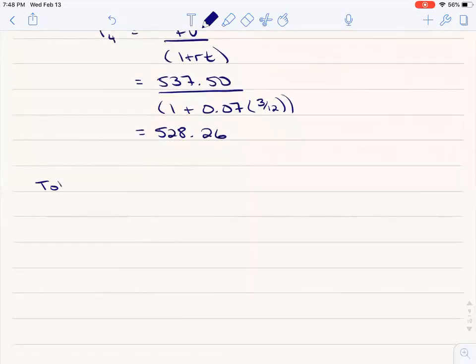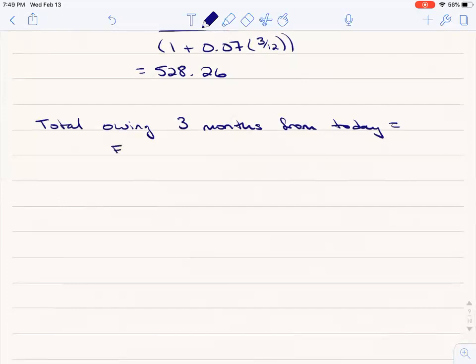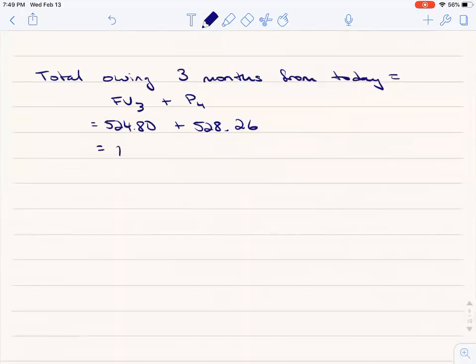So then the total owing three months from today is future value 3 plus present value 4. They've taken into account future value 1 and 2 and merged them back, which is 524.80 plus 528.26. So the single payment that she would pay is 1,053.06.